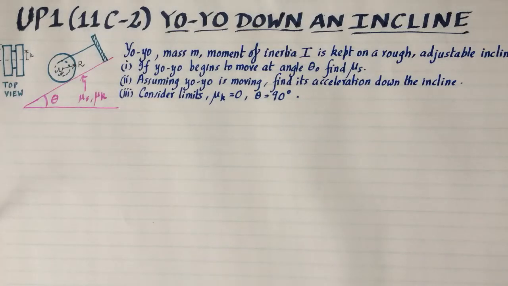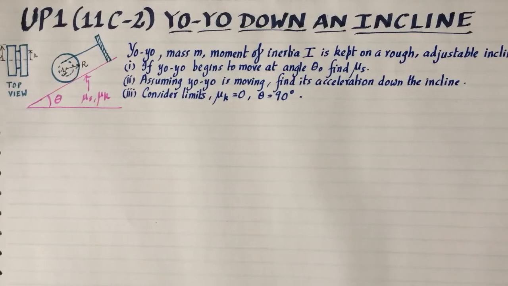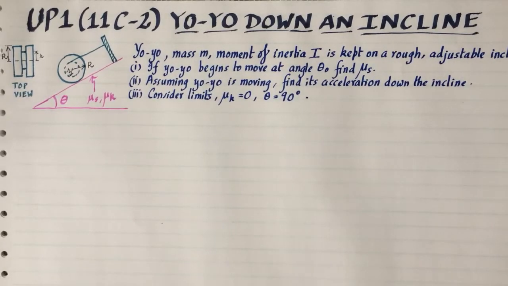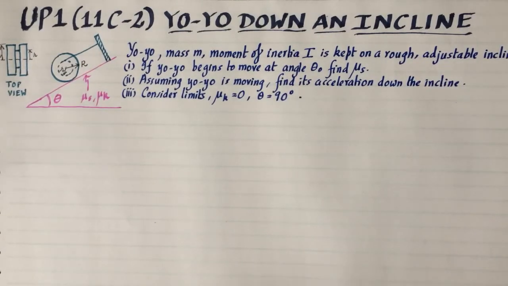Then I look at different limits. What if the incline is really smooth? And what if the angle were 90 degrees? So let's solve this variation on the classic yo-yo problem. The first part is static equilibrium. We have to ask under what conditions the yo-yo remains absolutely motionless.